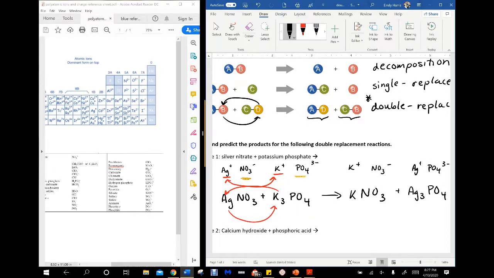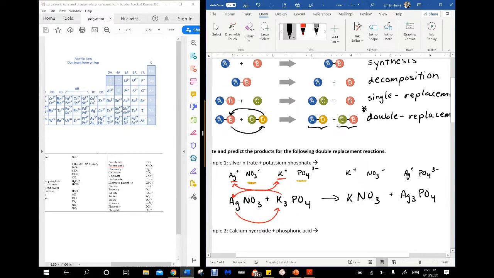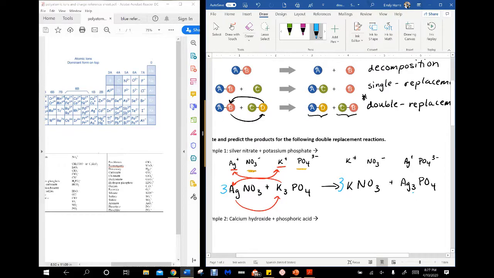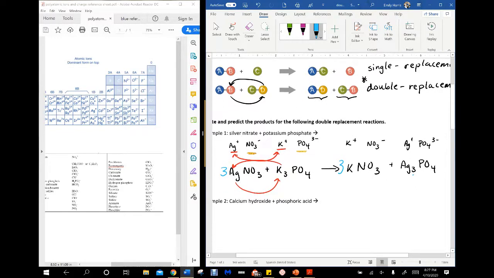Okay, then just like any other reaction, at the end you would go back and balance the equation overall. So I have 3 silvers on the right, so I'll put a coefficient of 3 on the left. That then gives me 3 nitrates. I'll put a 3 on the right so I can have 3 nitrates, and that should take care of my 3 potassiums as well. All right, and so there you go. That's writing and balancing the products for a double replacement reaction.